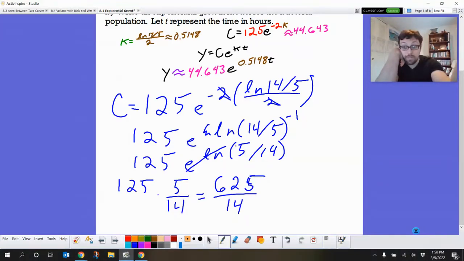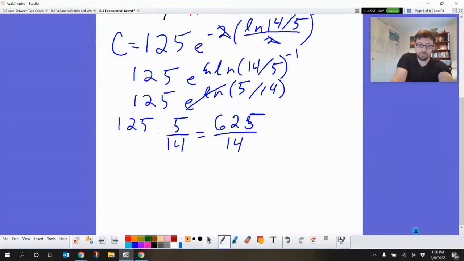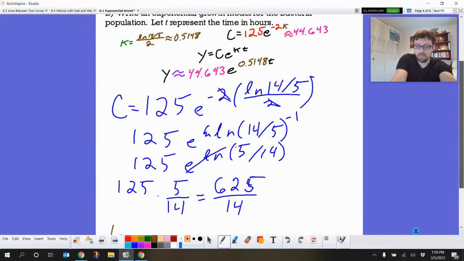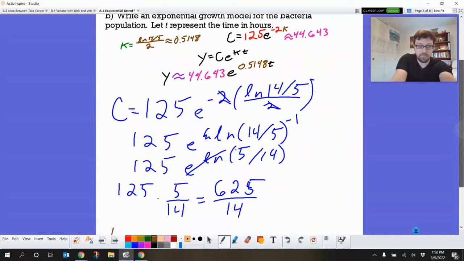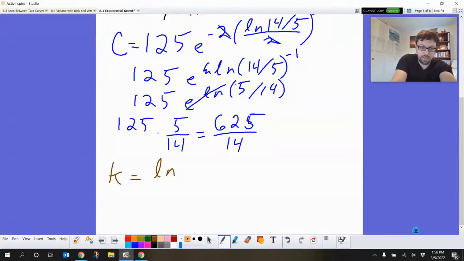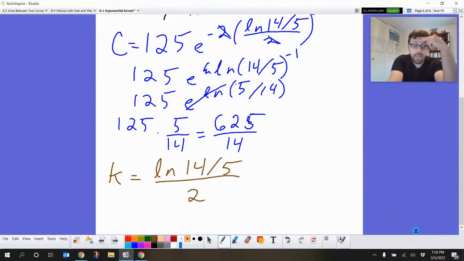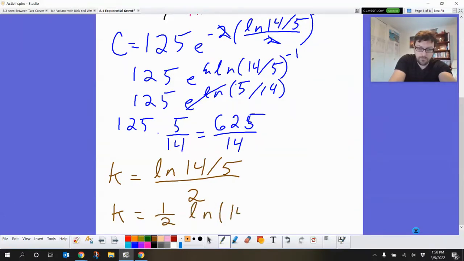So that's our better C value. What we want to check next is, can we clean up that K value a little bit? Actually, we could play with that K value here. K equals the ln of 14 fifths over 2. And then that 2, that's a K that divide by 2 is a 1/2, right? So ln of 14 fifths.